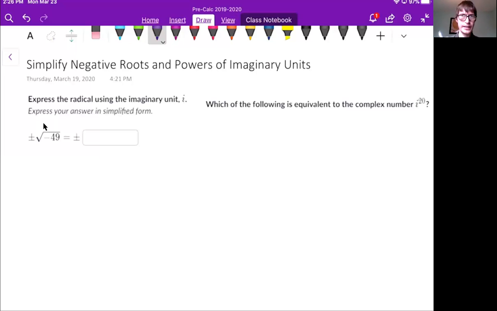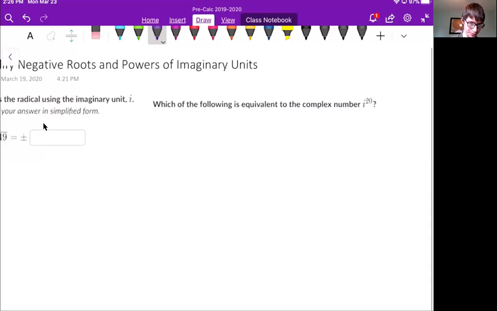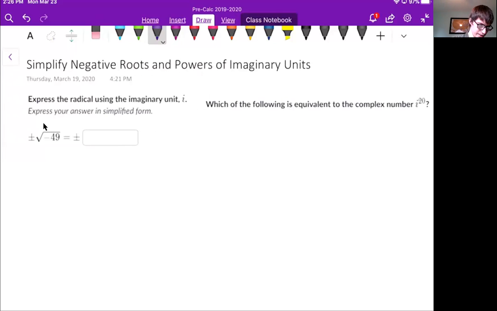Without further ado, let's look at this first set of problems we were working with. It says: simplify negative roots and the powers of imaginary units. Before we get into the problems themselves, let's refresh our minds one more time on what an imaginary number is. The imaginary number comes out of the concept that we have a lot of trouble finding the square root of negative numbers. We don't know how to do that well.